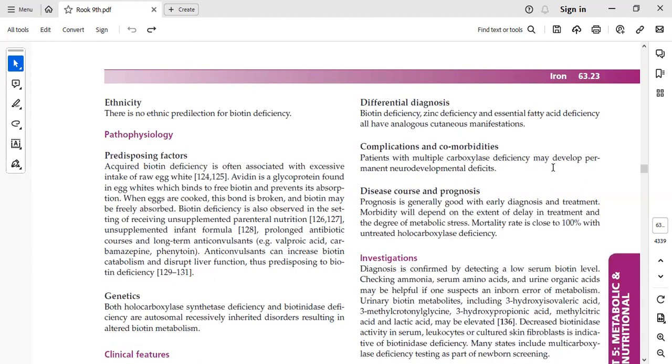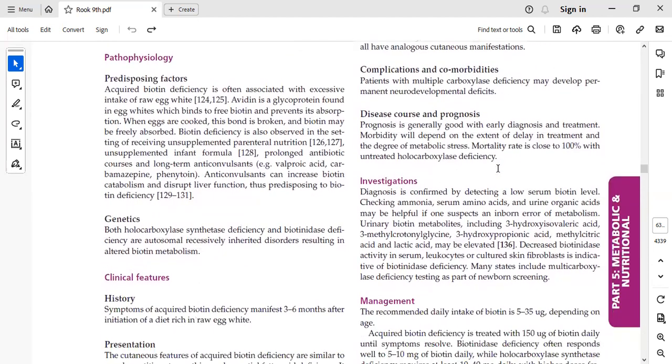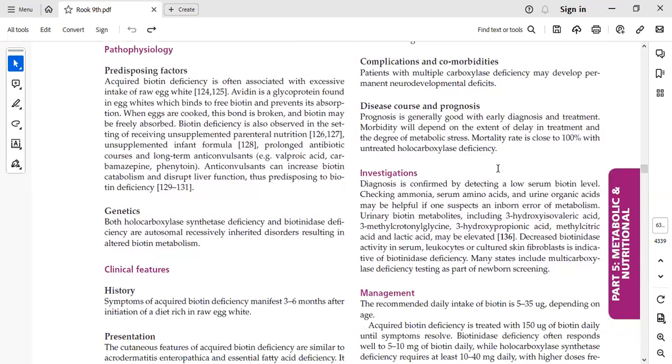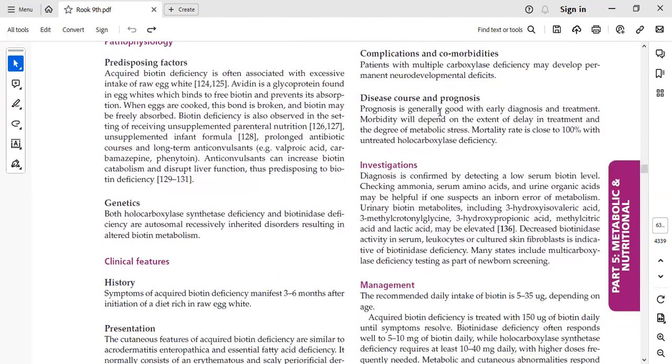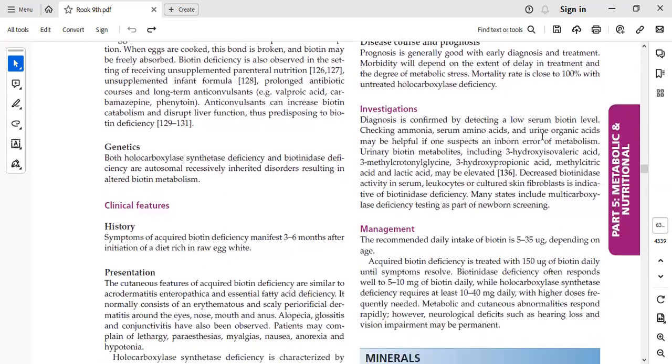Now, regarding complications, the patient may develop permanent neurodevelopmental deficits, as I mentioned, in biotinidase deficiency. The rest of the features are reverted, but the hearing loss is permanent. Regarding disease course and prognosis, prognosis is generally good with early diagnosis and treatment. However, the prognosis is bad in case of holocarboxylase deficiency. If you do not treat it, the mortality rate is 100%.